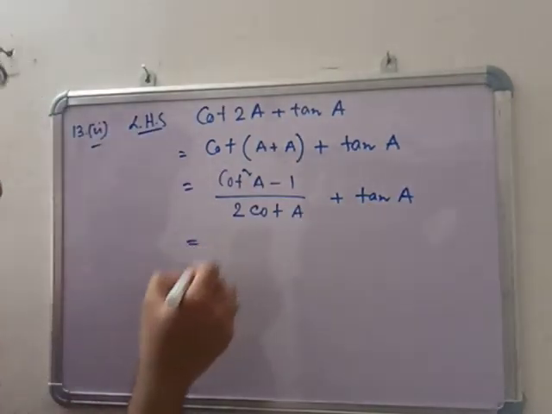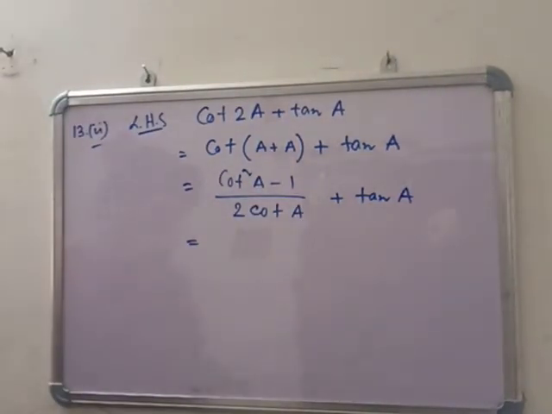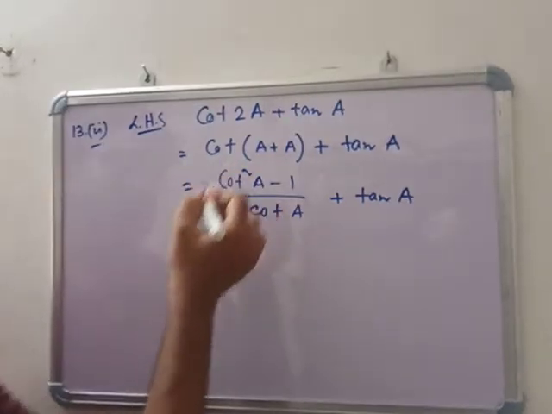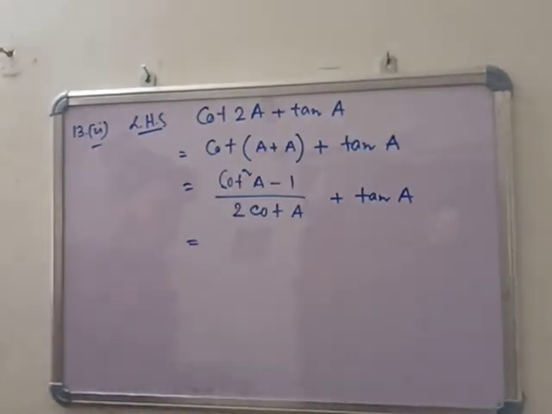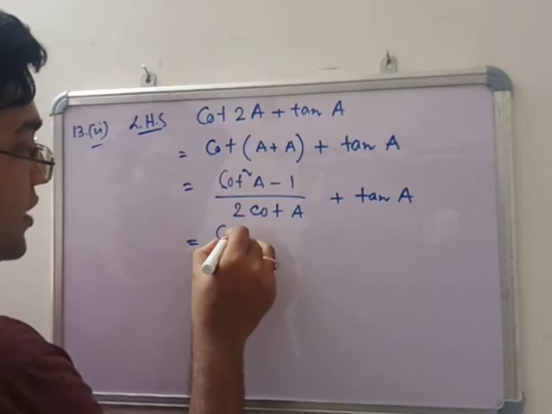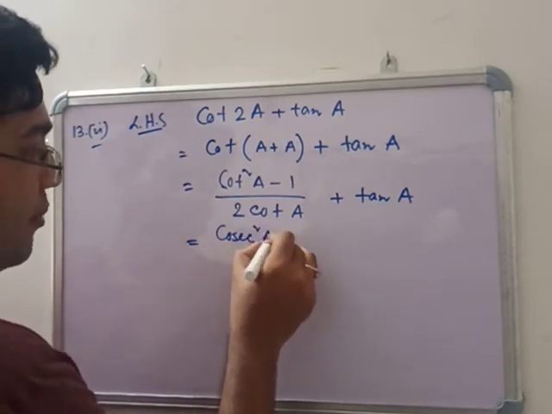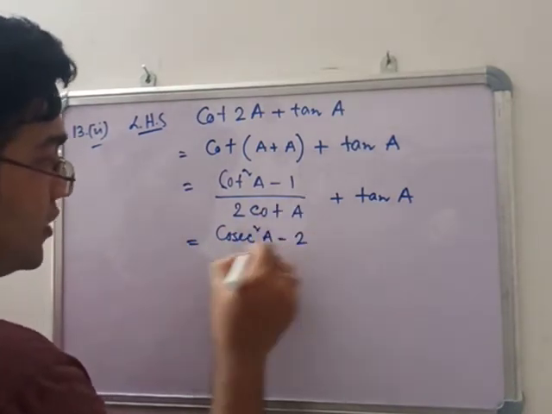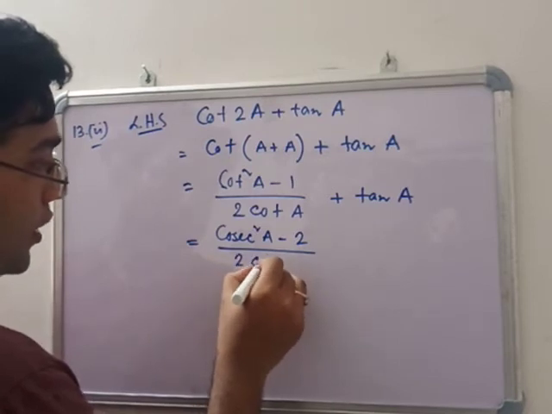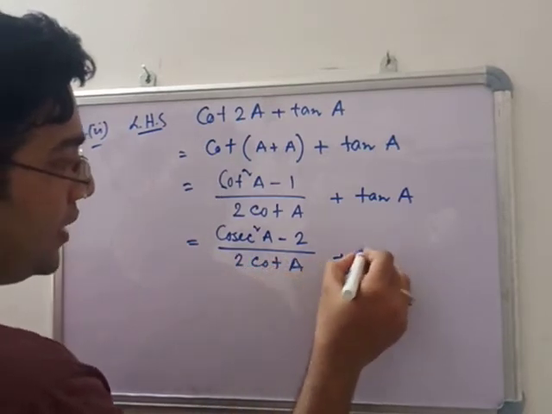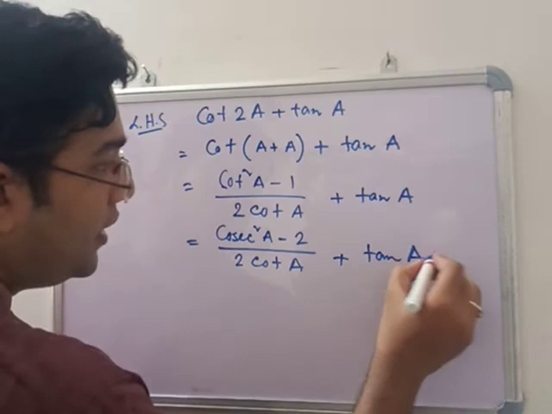Okay. Now cot square A means cosec square A minus 1. So that means cosec square A minus 1 minus 1, that means minus 2 by 2 cot A plus tan A.